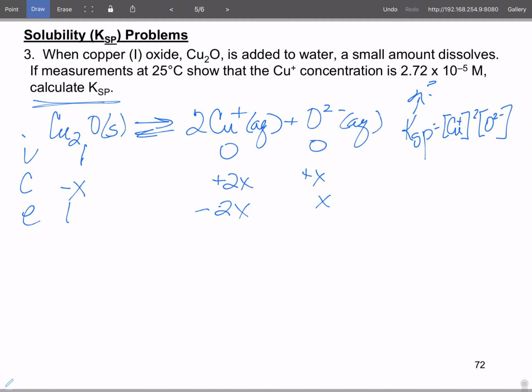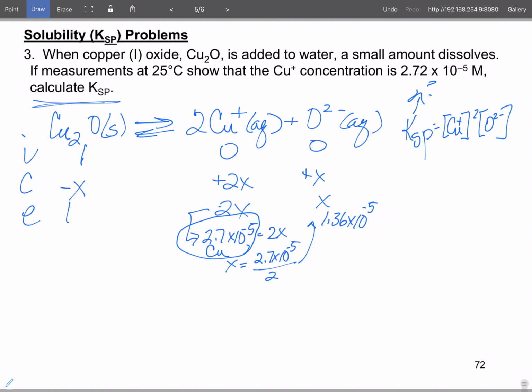But we're told that this copper concentration equals 2.7 times 10 to the minus 5th. That means that it's equal to the 2x. So this is my copper, which is true, but my x value is equal to 2.7 times 10 to the minus 5 divided by 2, which is 1.36 times 10 to the minus 5th. So if we go back in here, our Ksp is equal to the 2.7 times 10 to the minus 5th, remember, use the value we're given, squared, times 1.36 times 10 to the minus 5th. Then you'll do the math. Again, be careful if you're using your calculator, if you're not using the EE function, and you'll get a value.